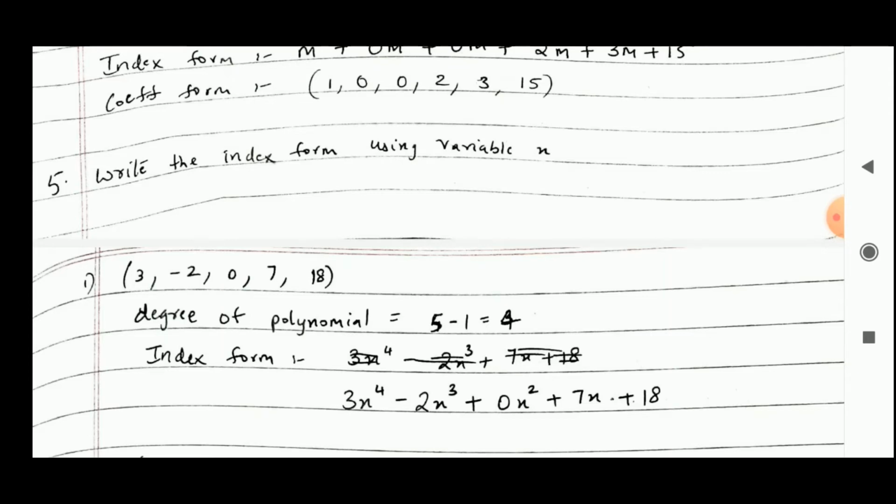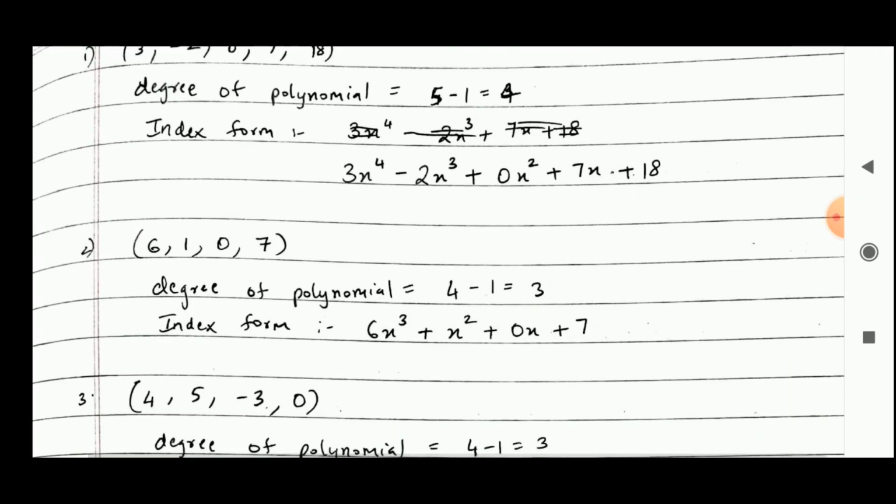So 3x raised to power 4 minus 2x cube plus 0x square plus 7x plus 18. Now 6, 1, 0, 7. Degree of the polynomial is 4 coefficients are there. So 4 minus 1 equal to 3. So the index form will be 6x cube plus x square plus 0x plus 7.